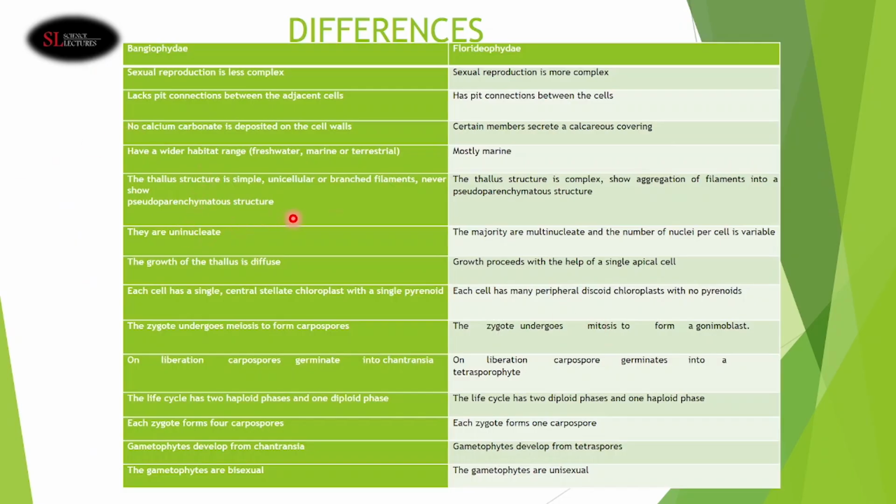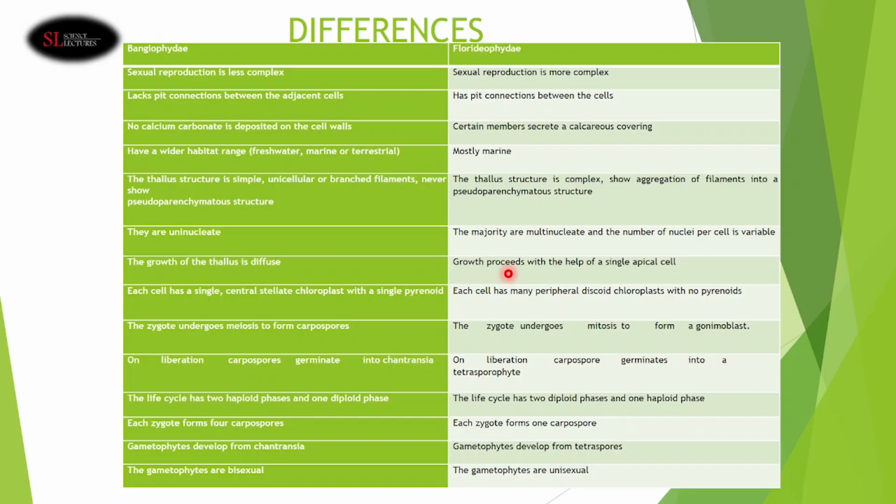Bangiophycidae members are uninucleate. Many of the members of Rhodophycidae are multinuclear, and they have as many nuclei as possible. Then their growth is diffuse. We said what makes it diffuse? The zygote undergoes meiosis. The whole zygote breaks down to form carpospores, while in Rhodophycidae, their growth proceeds with the help of a single apical cell.